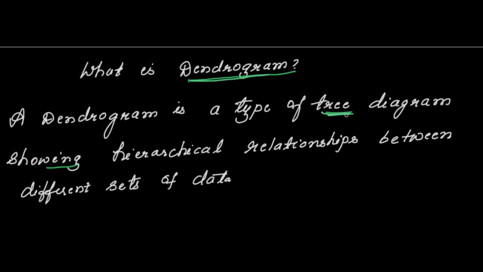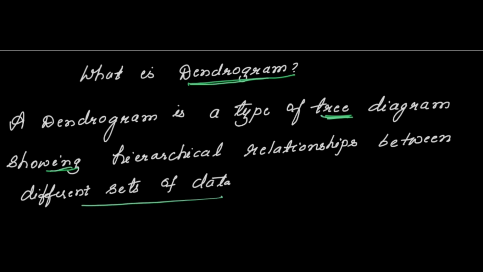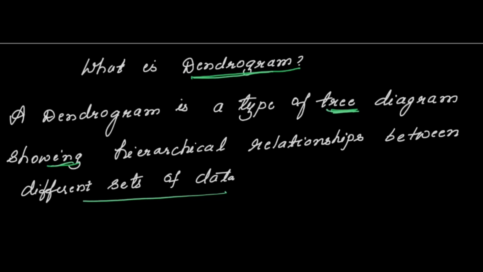Dendrogram is a type of tree diagram showing the hierarchical relationships between the different sets of data. Let me explain one numerical on hierarchical clustering using the single linkage method. What will be the type of problem statement and how you are going to proceed in order to solve it? Let me explain step by step. Also I'll tell you the different steps in the single linkage algorithm.